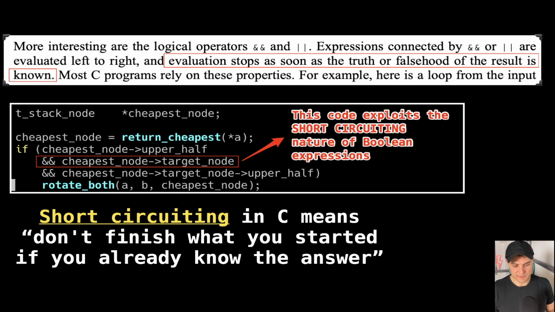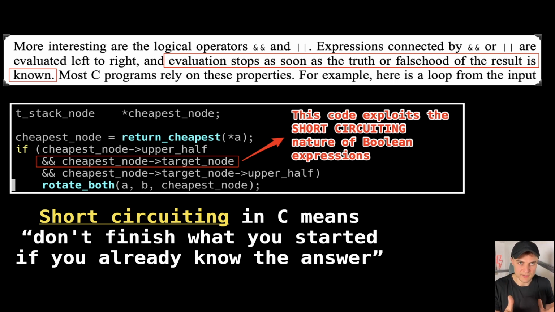Here I have a punchline. Short circuiting in C means don't finish what you started if you already know the answer. I think you know that for an AND logic expression, all the expressions have to be true, right? The first has to be true, the second has to be true, the third has to be true. If they are all true, the whole expression is true. So if I stumble on an expression which is not true, what happens? Well, the evaluation stops because I know that the overall expression is false.